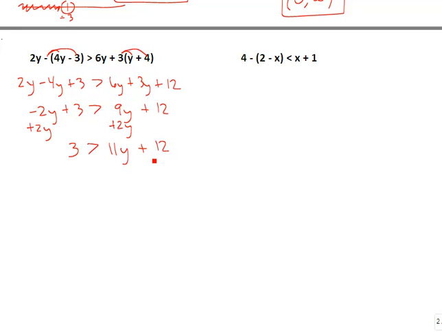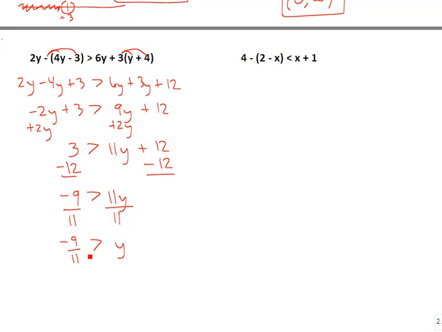Now I would want to get my numbers together, so I would subtract 12 from both sides. 3 minus 12 is negative 9, greater than 11y. In my last step, I want to get rid of that coefficient of 11, so I'm going to divide both sides by 11. Notice here that I'm dividing by a positive, so you do not need to flip the inequality around.